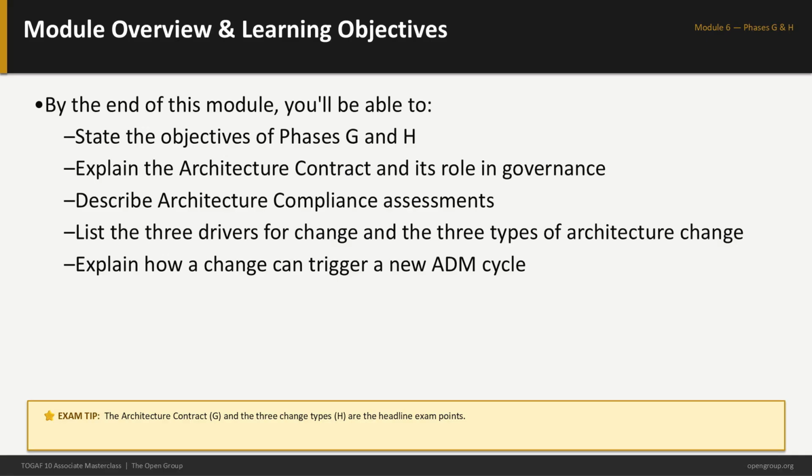Here's what you'll walk away with. You'll state the objectives of phases G and H. You'll explain the architecture contract and its central role in governance. You'll describe how architecture compliance assessments work. You'll list the three drivers for change and the three types of architecture change. And you'll understand how a change in Phase H can trigger a brand new ADM cycle. The two headline exam points to keep front of mind are the architecture contract, which belongs to Phase G, and the three change types, which belong to Phase H.